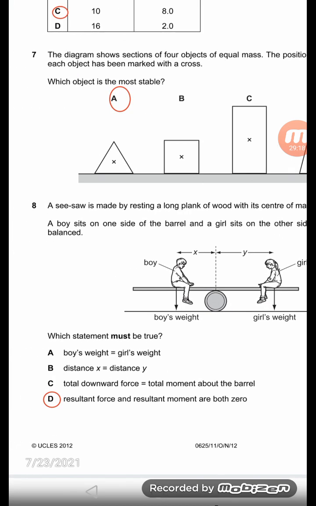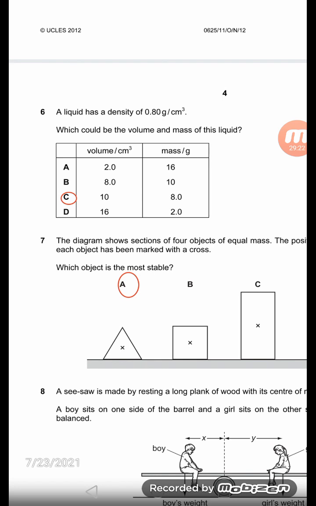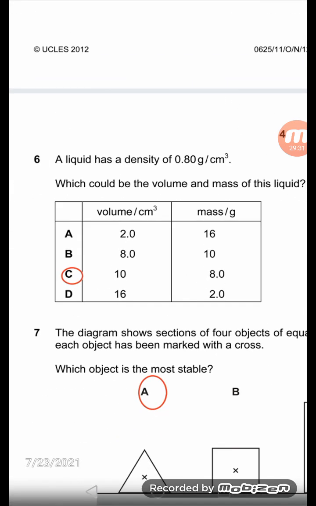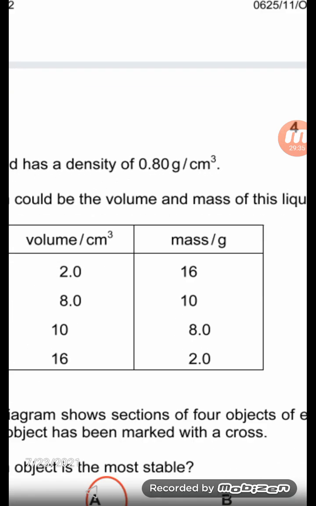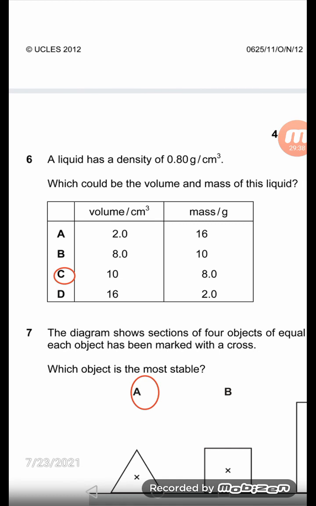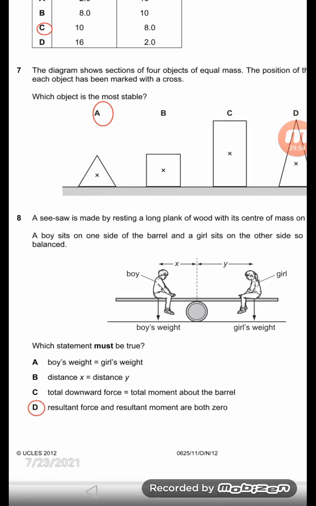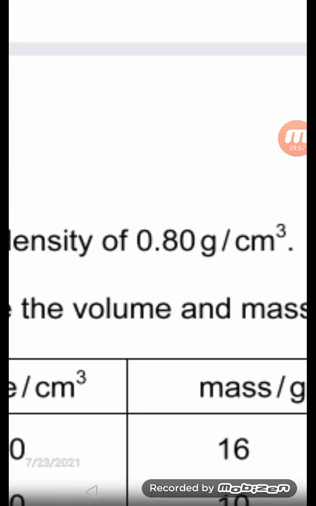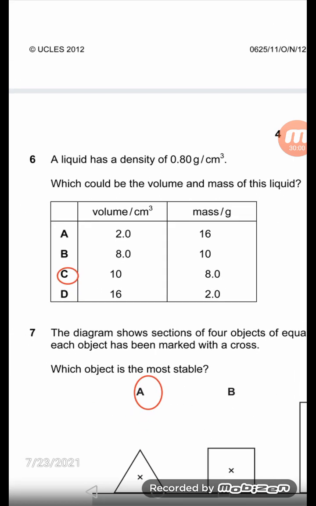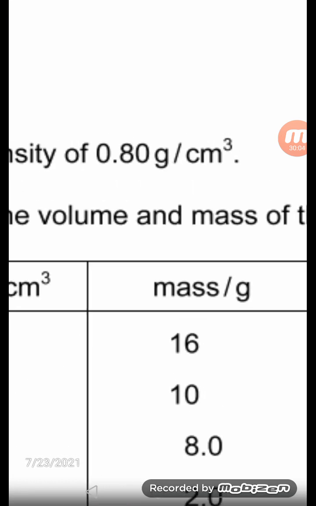Remember one thing: a liquid has a density, which could be found from the volume and the mass of the liquid. Density equals mass by volume. You can see the mass is 0.80 gram, right? So it will be 8 gram. Very easily you can find it by seeing the question. Mass is already given here, 0.80 gram. If you divide something with 8, you will get this answer 0.80.